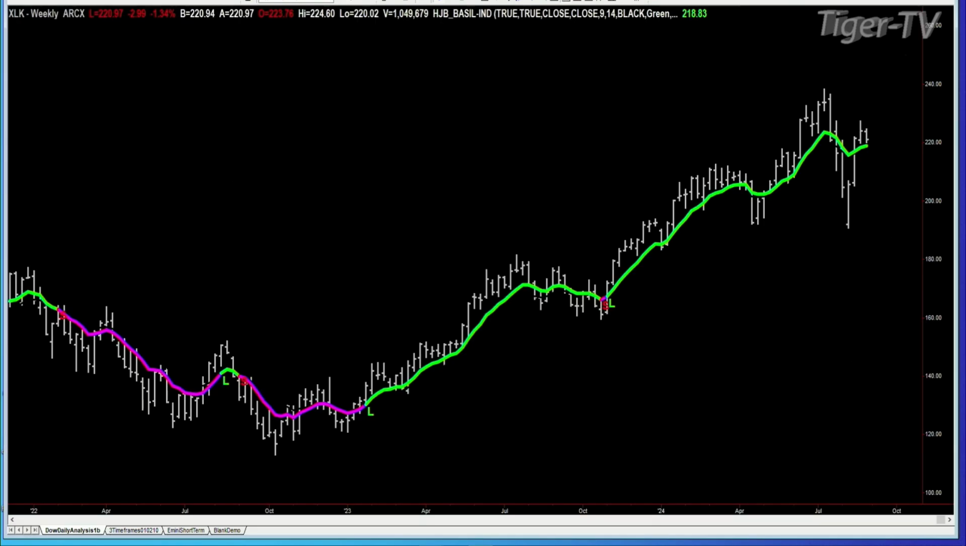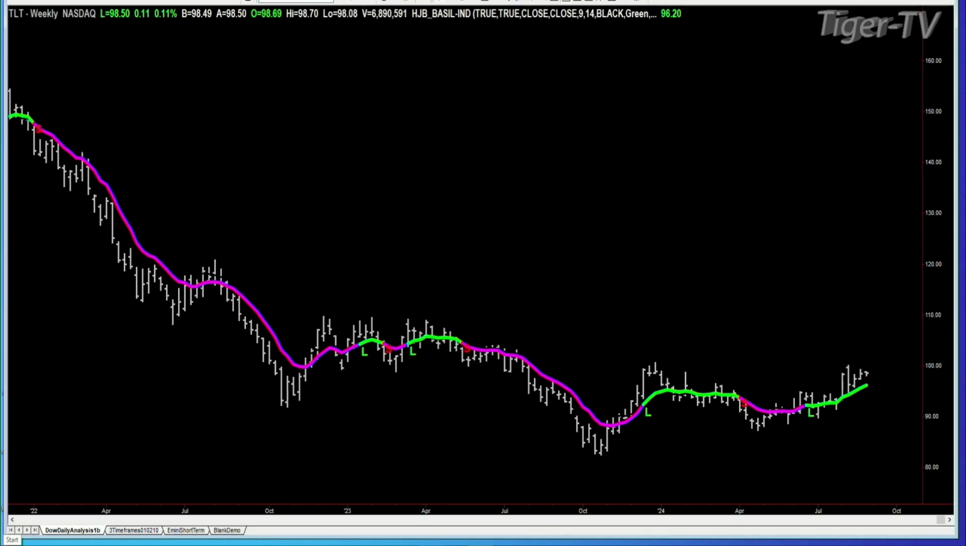There. This is the XLK. This is a select tech spider fund. And it's still holding very nicely. So I'm using this. And if you look at the TLT, it went green and has been green. And yes, it's bumping into the left side, a cup formation with a left side high that it needs to pierce. But so far, the green is very good.